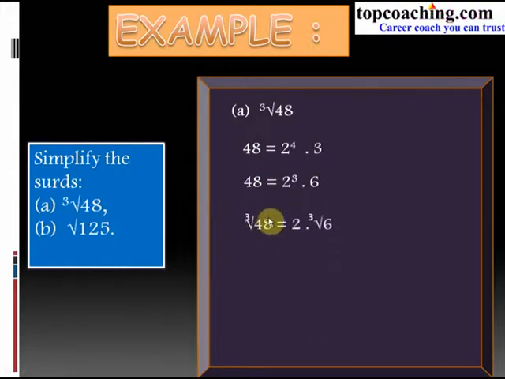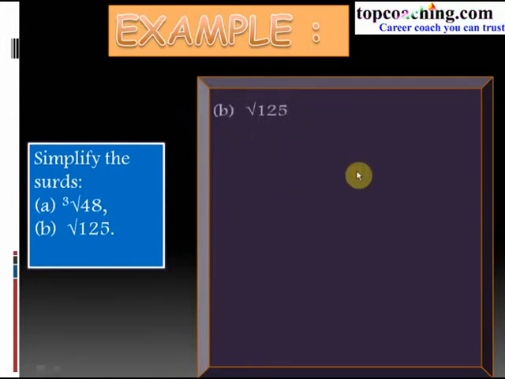So the cube root of 48 would be equal to the cube root of this expression and the cube root of 6. Now the cube root of 2 cube would be equal to 2 and this would remain the same. So the cube root of 48 is equal to 2 into the cube root of 6. So we have expressed this pure surd in the form of a mixed surd. The second part is under root of 125. Now again we have to express this pure surd in terms of a mixed surd.